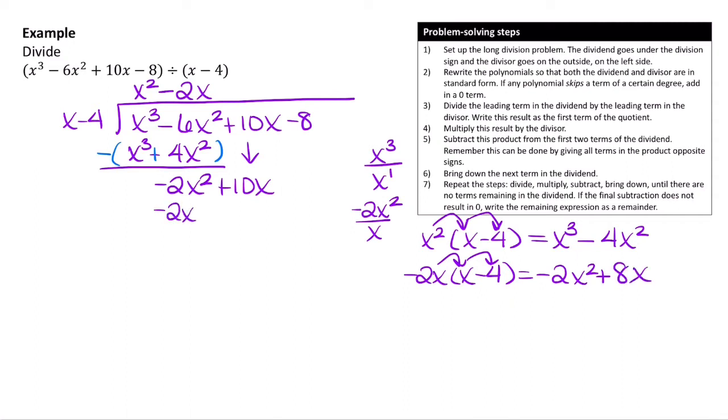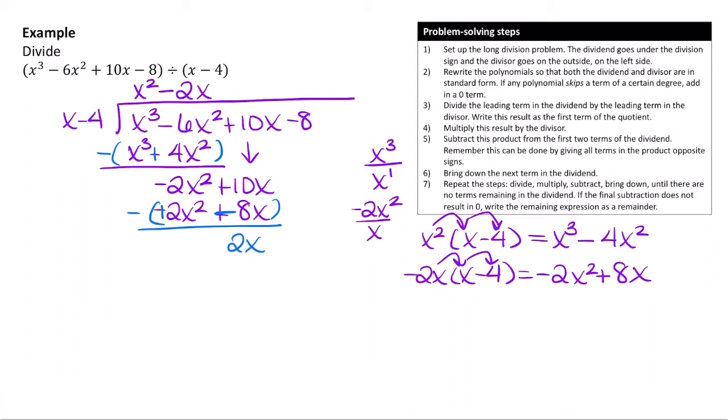And I'm going to go ahead and write that here. And I'm also going to subtract this from the terms that I have. So when I subtract, remember, I'm going to go ahead and switch my signs. So this is going to become a plus 2x squared, and this is going to become a minus 8x. So negative 2x squared plus 2x squared is going to be 0. 10x minus 8x is going to give me 2x. So that 2x, now I'm going to bring down this minus 8, which is the only term I have left.